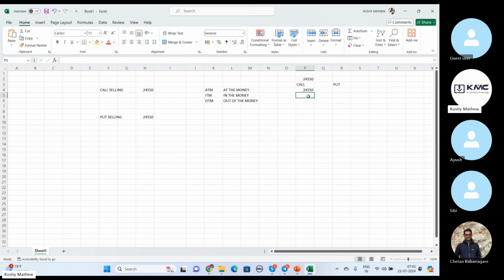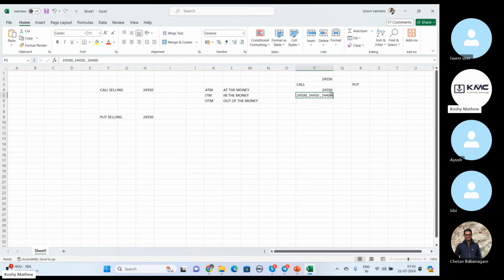In the money means 24,500 or 24,450 or 24,400. This is in the money. Anything inside 24,550 is in the money. Remember that. At the money means whatever the strike price is at that point of time, you round it off.